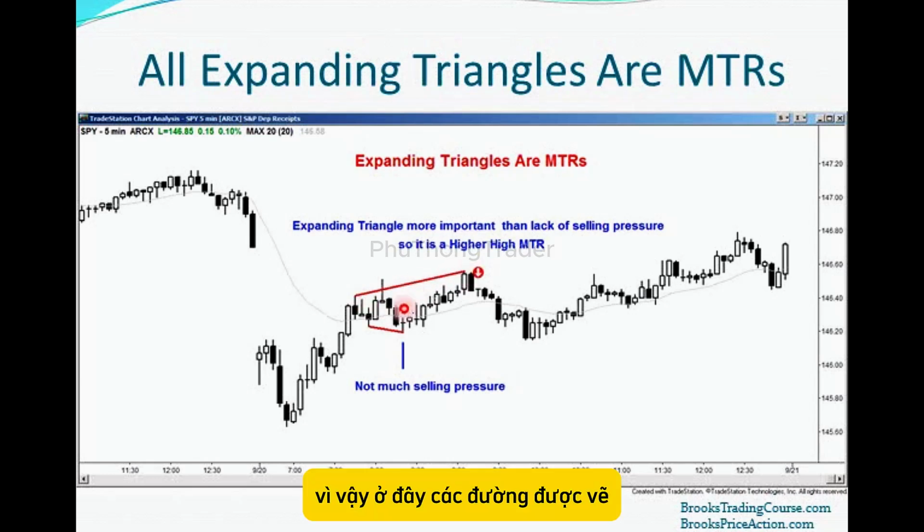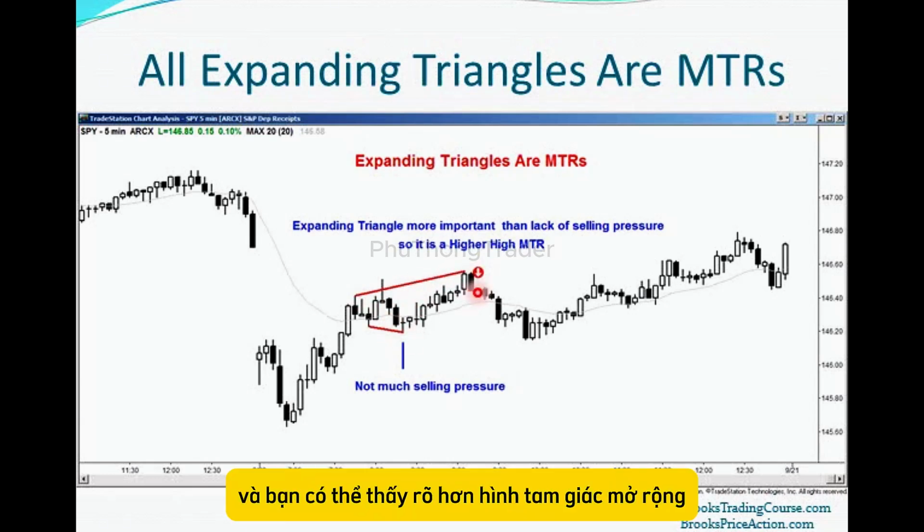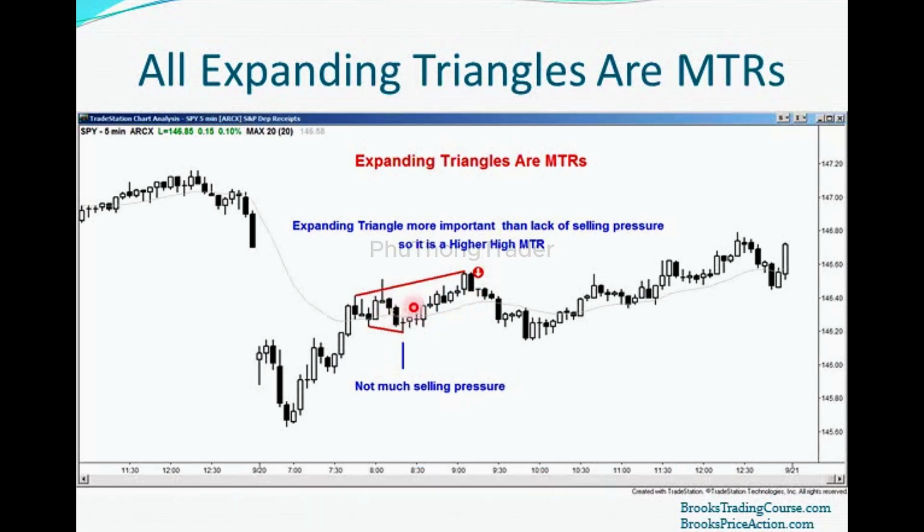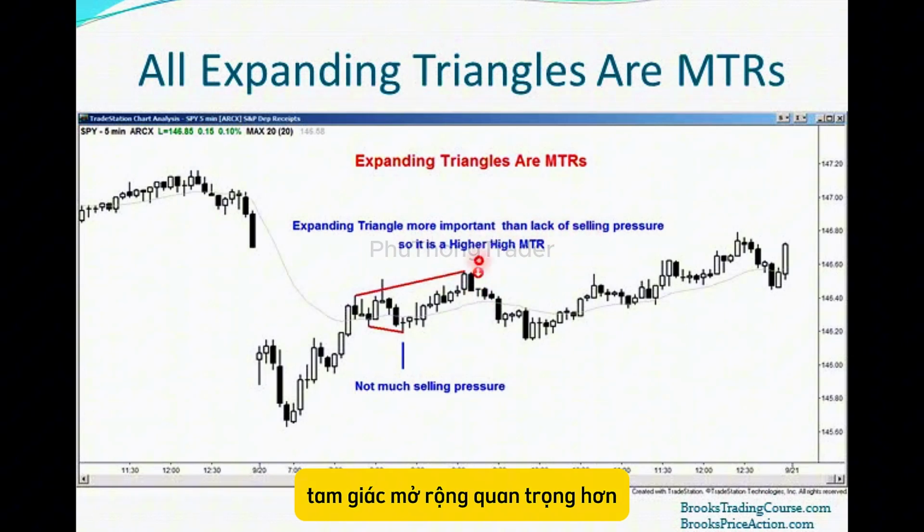So here the lines are drawn and you can better see the expanding triangle. So even though the break below the trend line and the moving average is only a couple of bars, given that it's an expanding triangle, it's a reasonable short. The expanding triangle is more important than the lack of selling pressure on the bear breakout below the trend line.